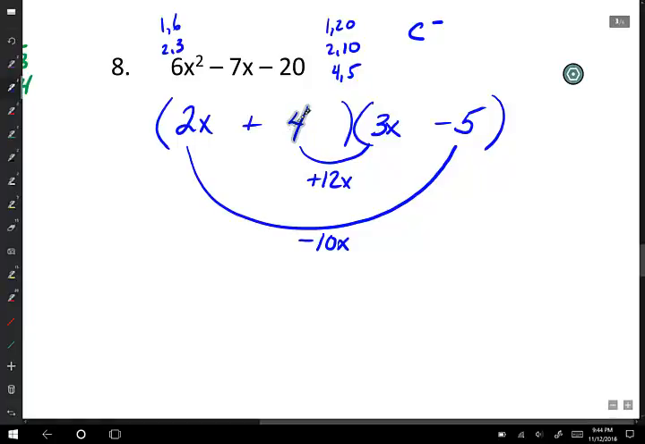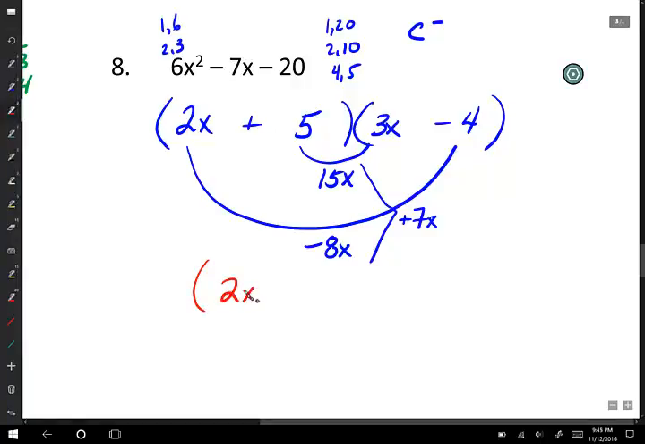Let's now switch. We're going to change that 5 and 4, flip those, and move those to the opposite spots. So I'm going to erase these other parts that we had before. Now our inside is 15x, and our outside is negative 8x. What does that get us? A positive 7x. Very close. That's the opposite of what we want. So I hope you remember by now, all you do to get your answer is flip the signs. 2x minus 5, 3x plus 4.